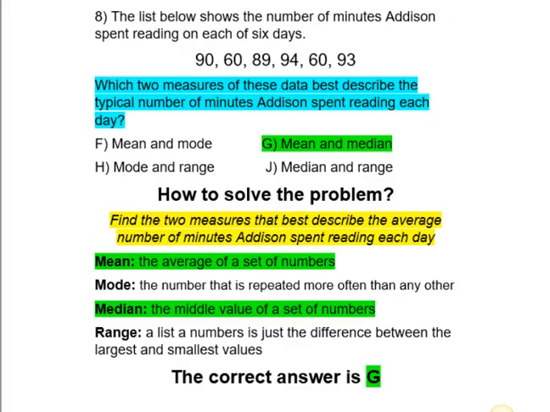If you said mean and median, you are correct. Mean, the average of a set of numbers, and also median, the middle value of a set of numbers. So our correct answer is G, mean and median. Let's move to question number 9.